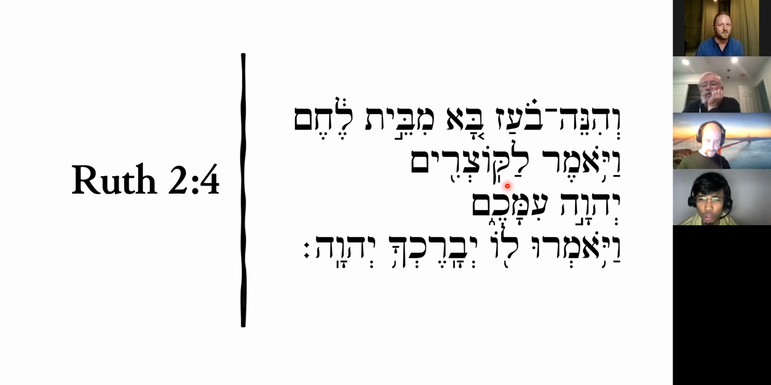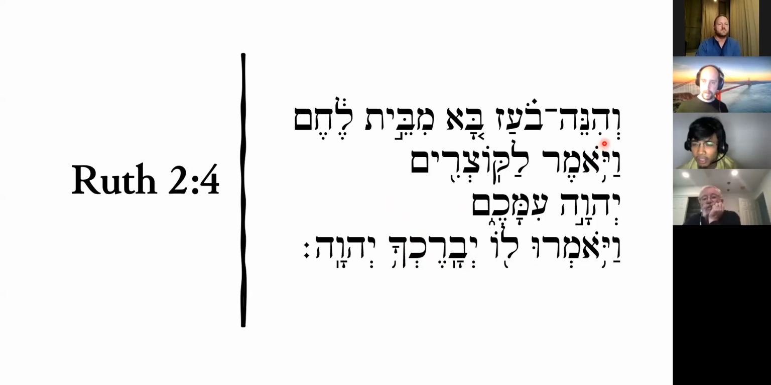Vayomer lakotzrim, Adonai imachem, vayomru lo, yevarechecha Adonai. When you have two of the same consonants side by side, you've got to stop that, so you have to put a little break in. Yevarechecha. Yeah, it's got to have a break. So you insert a little vowel. Yevarechecha means may he bless you.